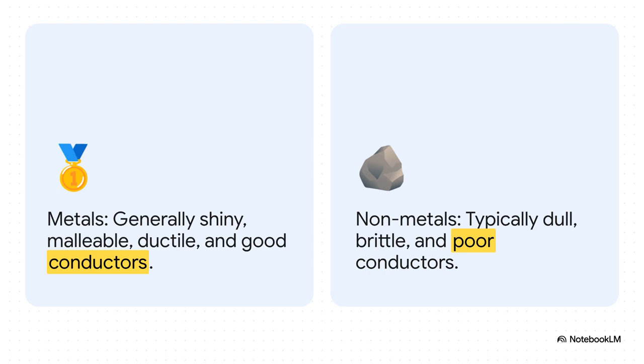And they're basically opposites. Metals, they tend to be shiny, you can bend them and stretch them, and they are great at conducting heat and electricity. Nonmetals, on the other hand, like the carbon and oxygen that make up so much of our bodies, are usually dull, brittle when they're solid, and they're really poor conductors.